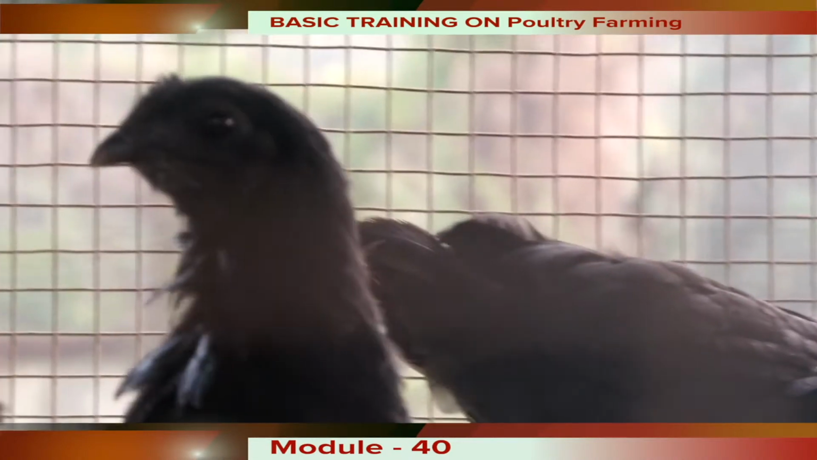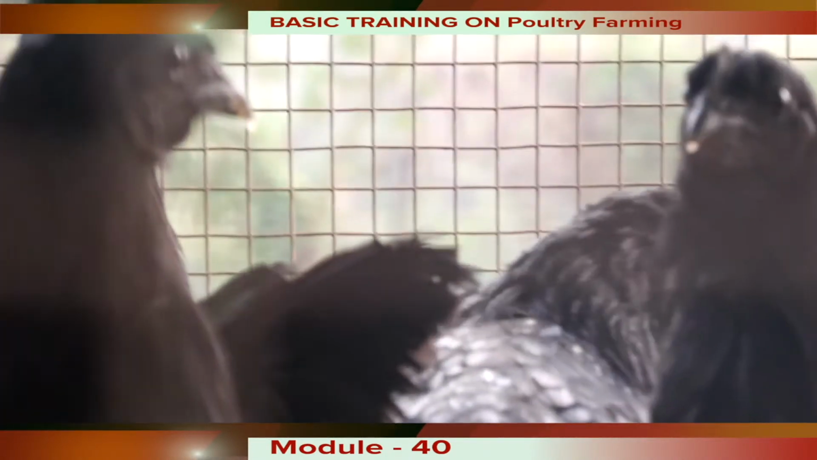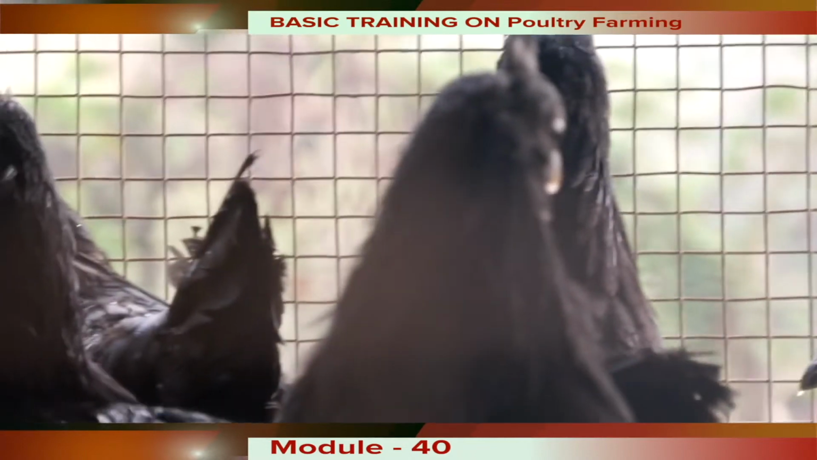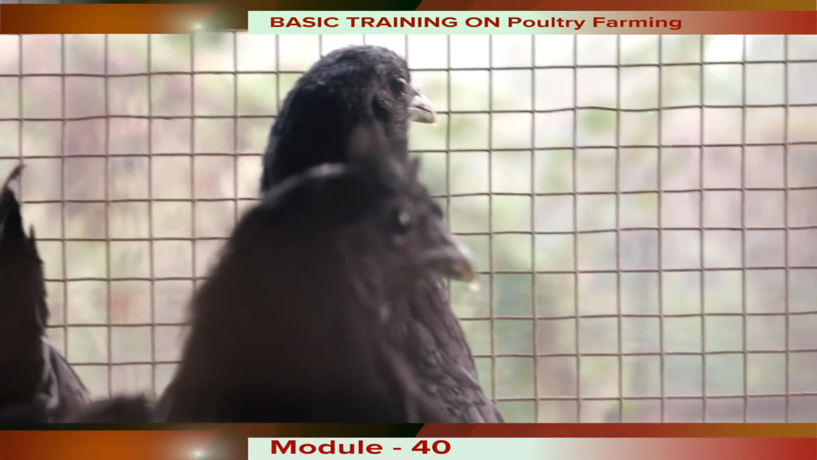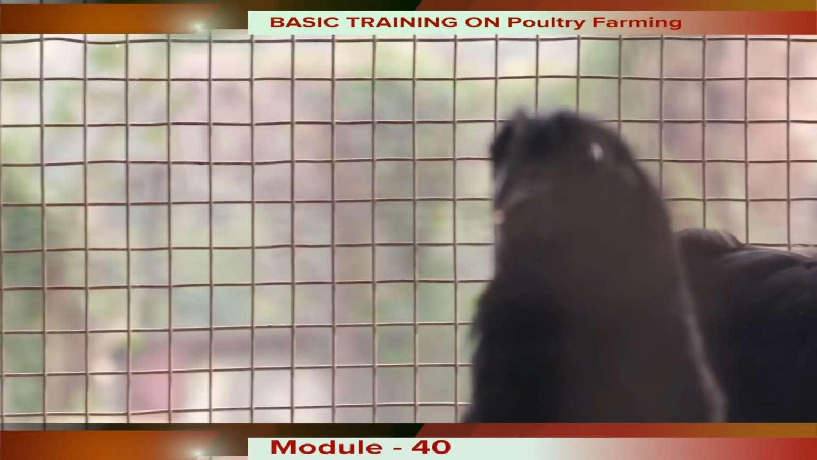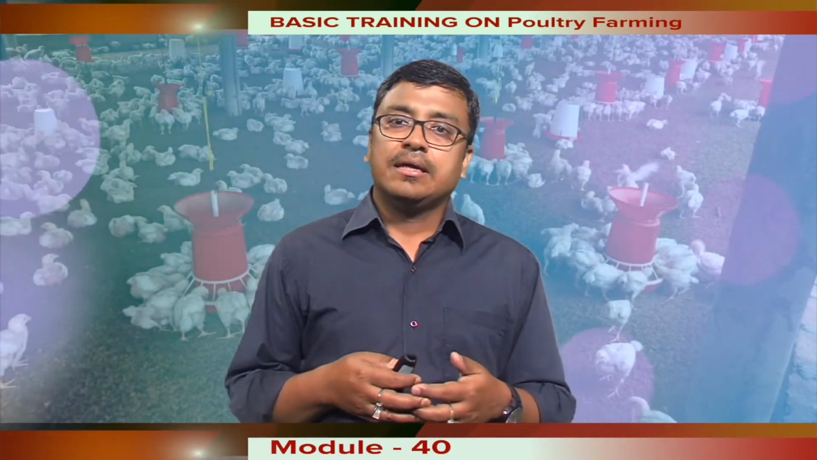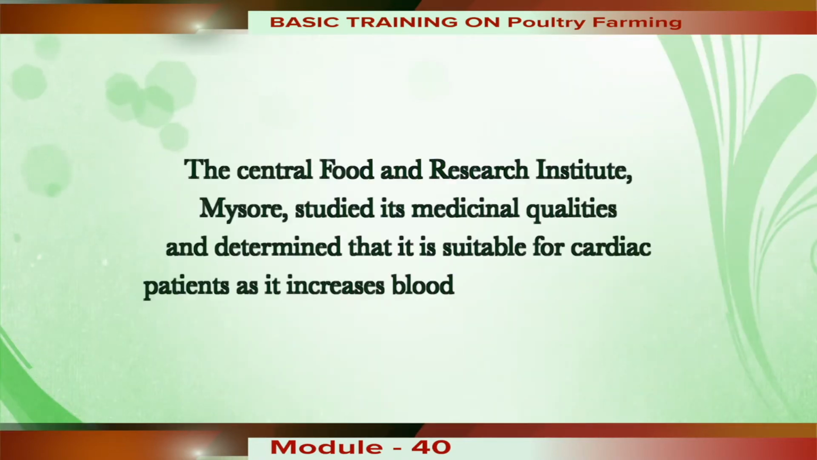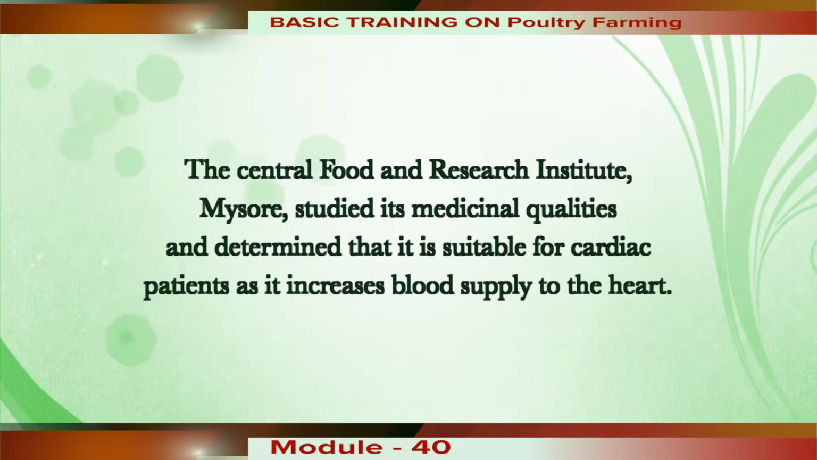Then we must refer to Kadaknath. It is also called Kalamasi, meaning black meat. It is native to Madhya Pradesh. Kadaknath chicken meat is black in color and eggs are brown in color. Annually, it lays around 150 eggs. The eggs have high protein, which is highest of all chicken breeds. The Central Food Technological Research Institute, Mysore, studied its medical qualities and determined that it is suitable for cardiac patients as it increases blood supply to the heart.